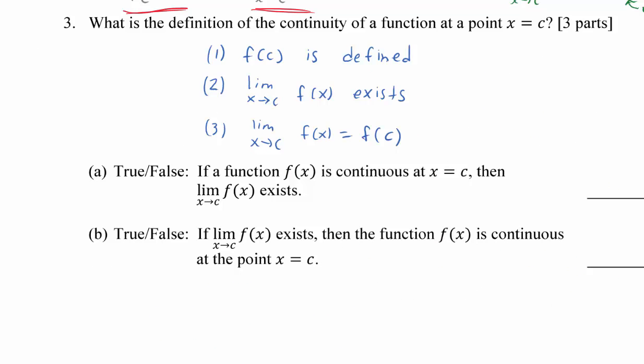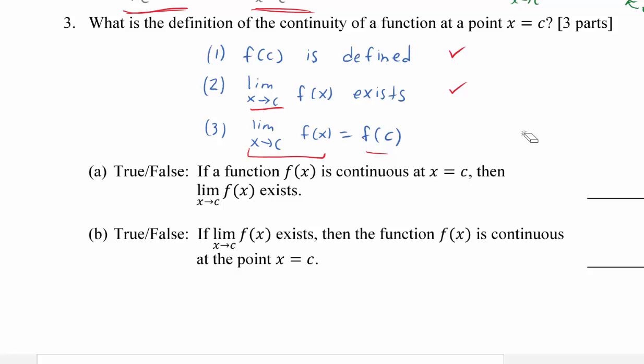Number 3, what is the definition of the continuity of a function at a point x equals c? Well, it must pass 3 things. First, the function must be defined at c. Second, the limit must exist as x approaches c. And finally, the limit from the left and from the right must equal the actual value. So we can't have a dot somewhere else. The dot has to be right in the middle, connecting the two. That's how we know it's going to be a continuous function.